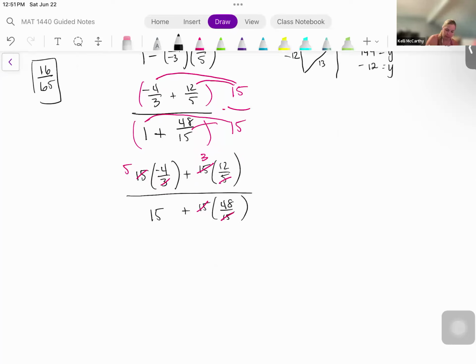So in this numerator, I've got 5 times -4 is -20. Plus 3 times 12 is 36. No more fractions at all in the numerator. I've cleared them out. 15 plus 48 in my denominator. -20 plus 36 is 16. 15 plus 48 is 63.